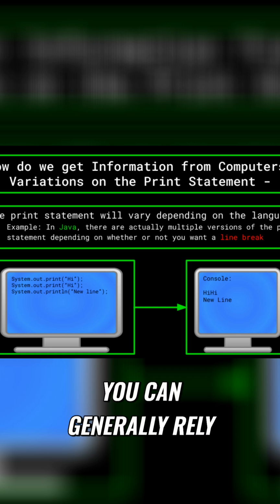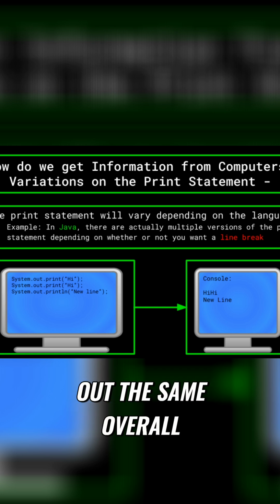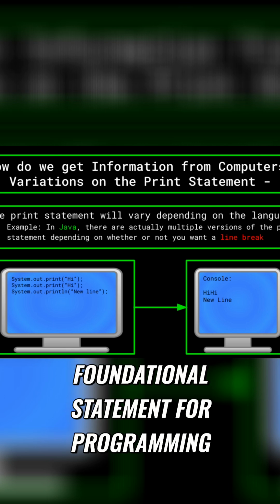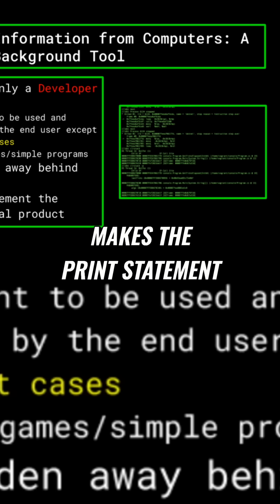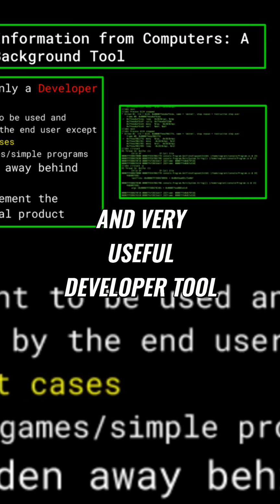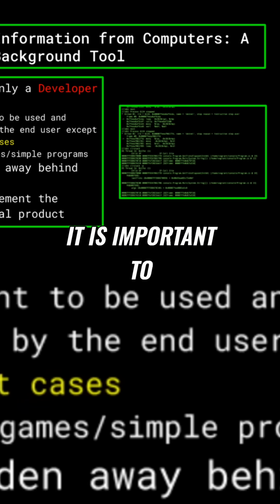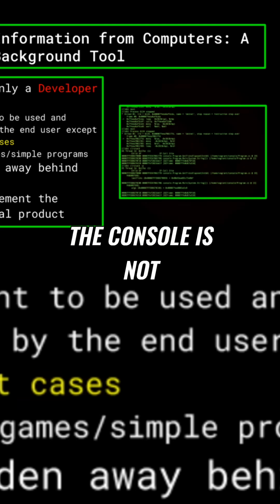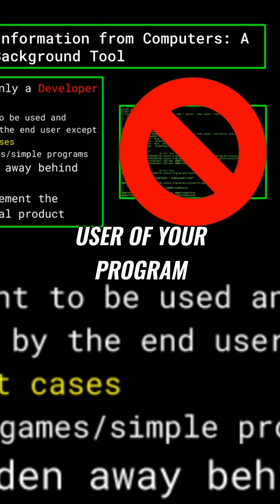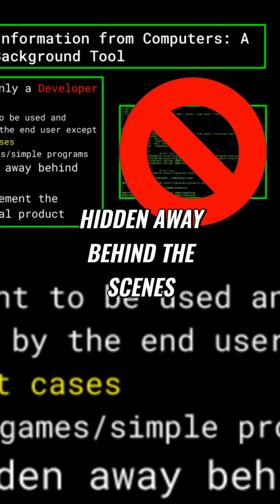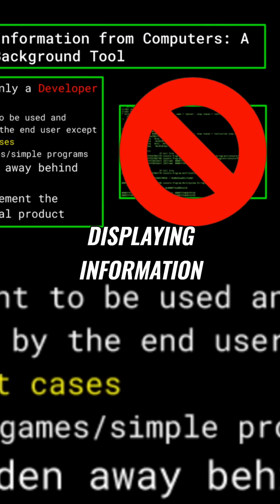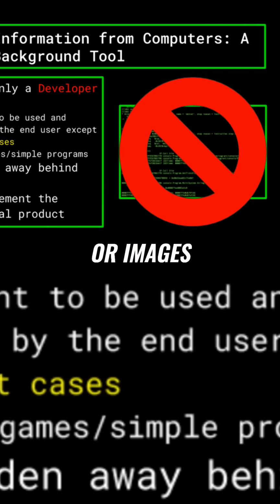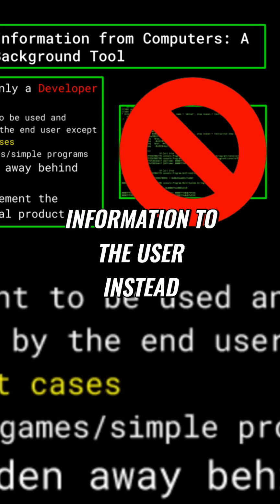However, you can generally rely on it to carry out the same overall function, as it is a foundational statement for programming in general. All of its functionality makes the print statement, along with the console, a very useful developer tool. However, it is important to remember that that is all it is, a developer tool. The console is not really meant to be viewed by the end user of your program. It tends to be hidden away behind the scenes, and other methods of displaying information, such as displaying text, graphics, or images, are used to convey information to the user instead.